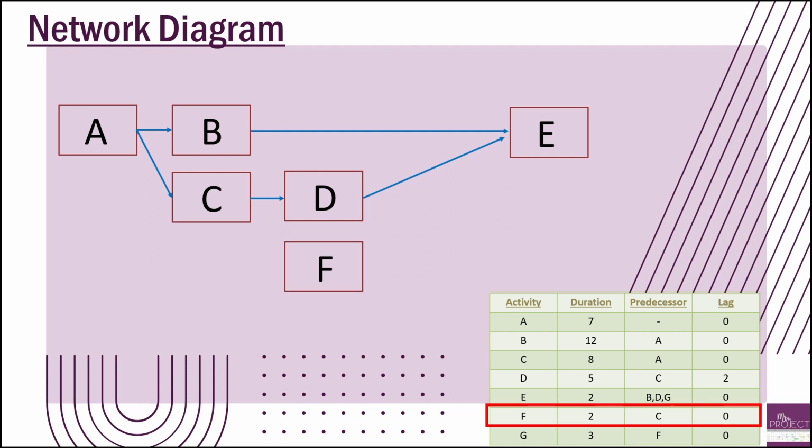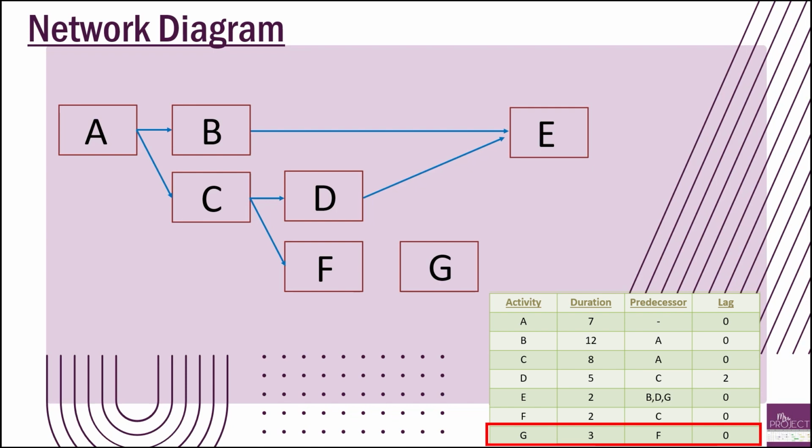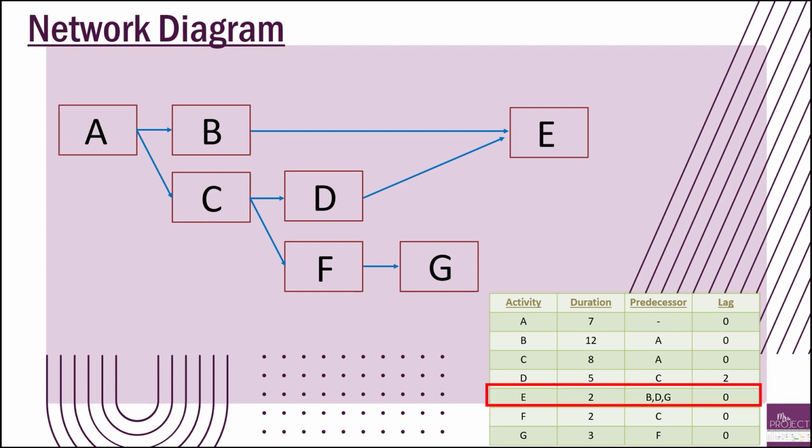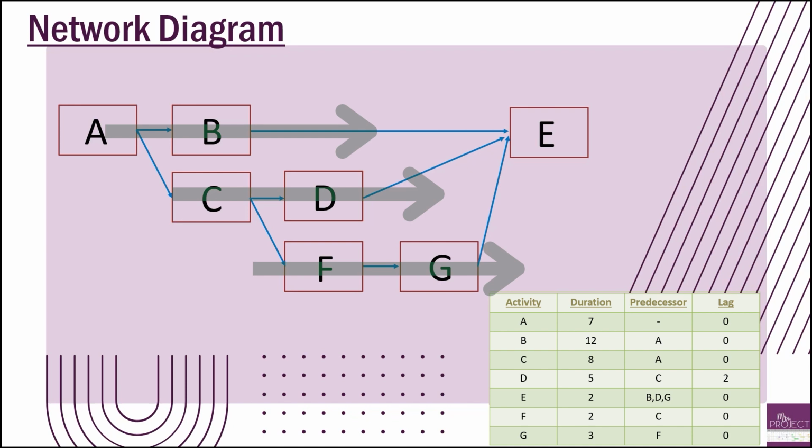Now here's where F is. F is after C. So I'm going to put that down below with D, because both D and F are dependent on C. So I'm going to make that arrow. And then we have G that's right after F, and creating that arrow. And then you see that E was dependent on G as well. So there you go. Here we have 3 paths to get to E.